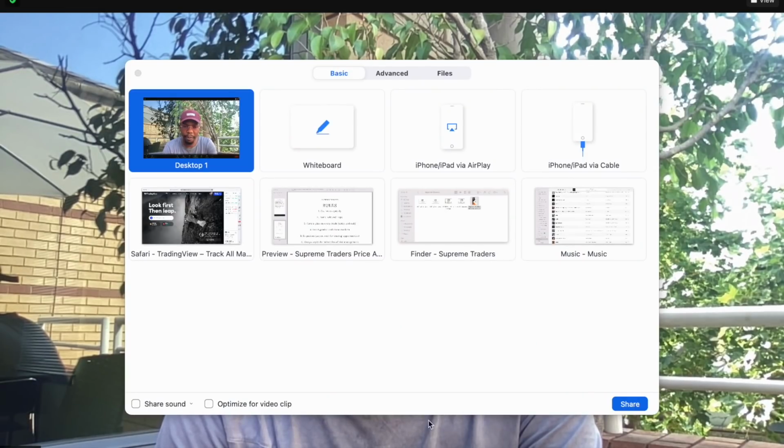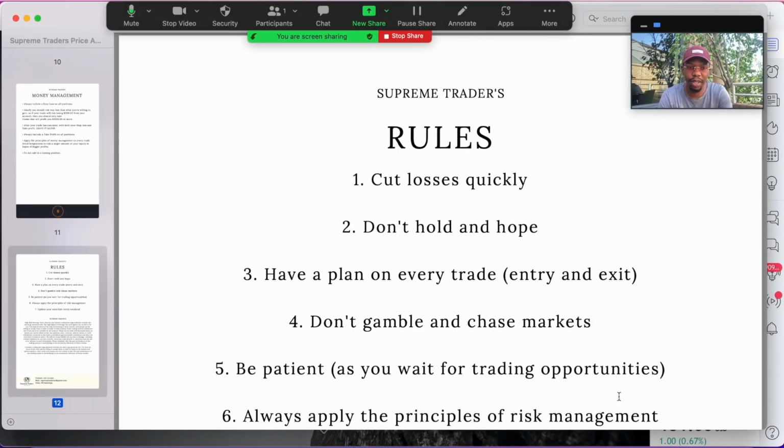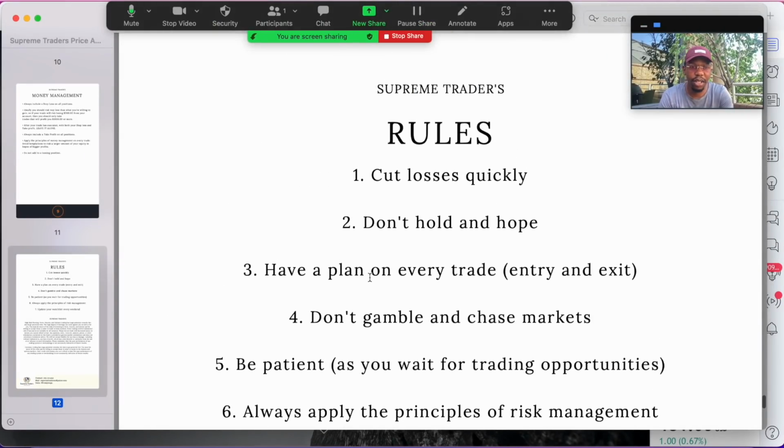So I'm going to show you the technical side and stuff like that, and then we're going to go straight into the charts, right? So what I prepared for this one, I have this PDF file that I'm gonna share with you guys. I'm sure you guys can see it now, yeah.